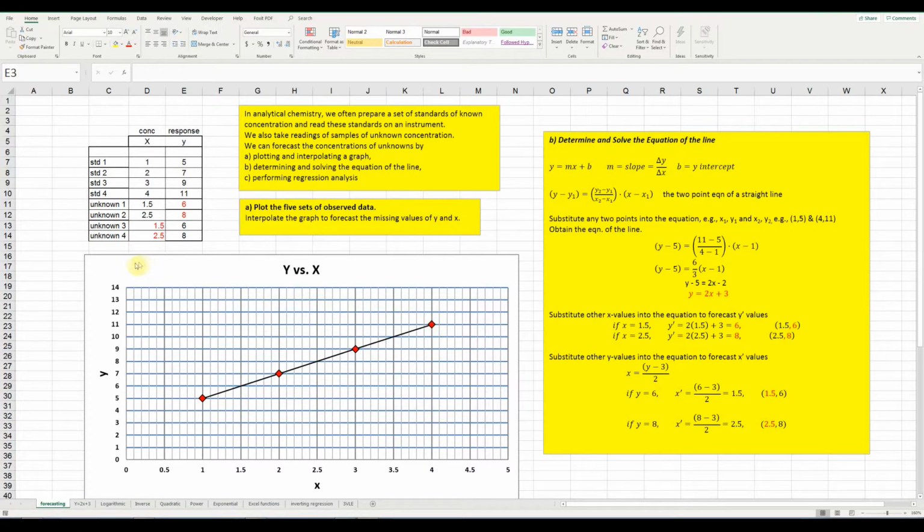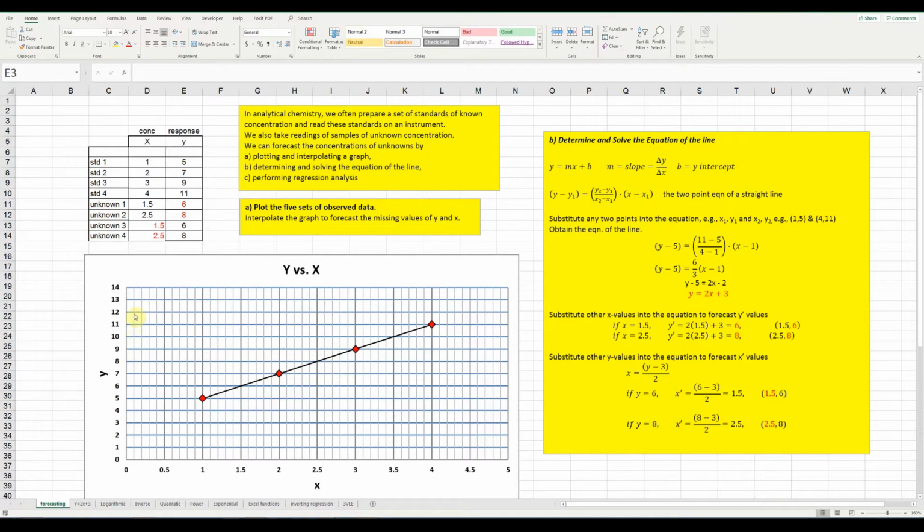Now, the reason we do this is that we want to know the concentration of some unknown samples. So I have several unknowns here. If, for some strange reason, we knew the concentration of a sample, and we wanted to forecast its instrument response, we could read our graph. For example, if a concentration of a sample was 1.5 ppm, we could forecast that the instrument response would be 6 units. If our sample had a concentration of 2.5 ppm, then we could forecast an instrument response of 8.